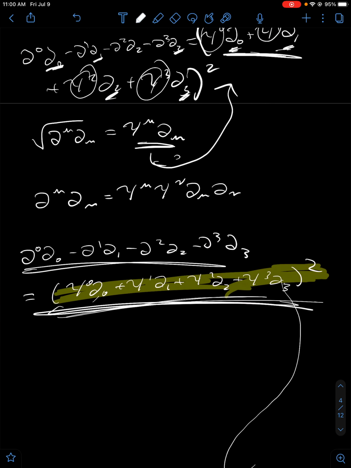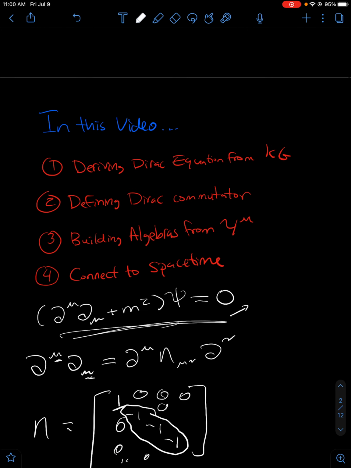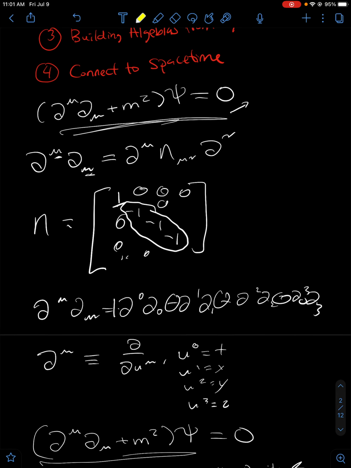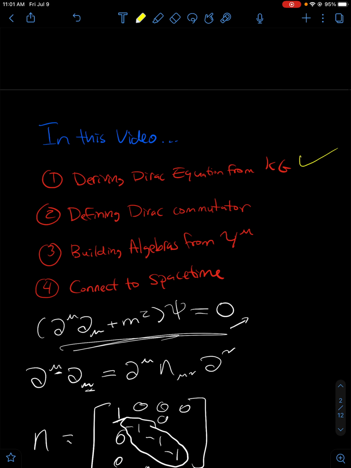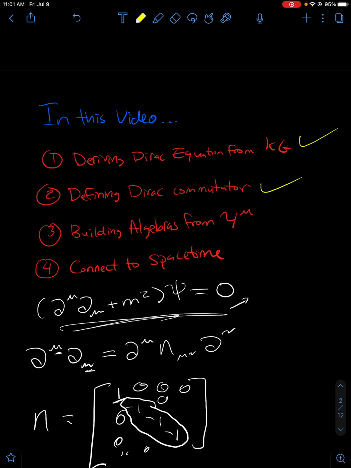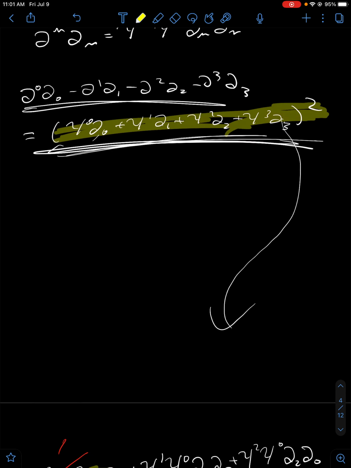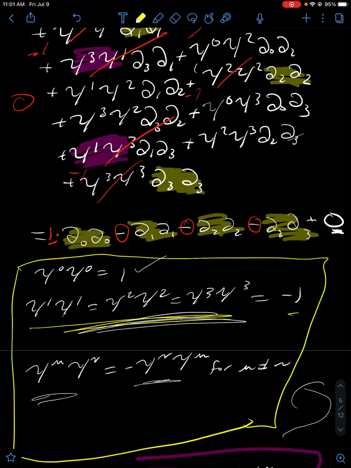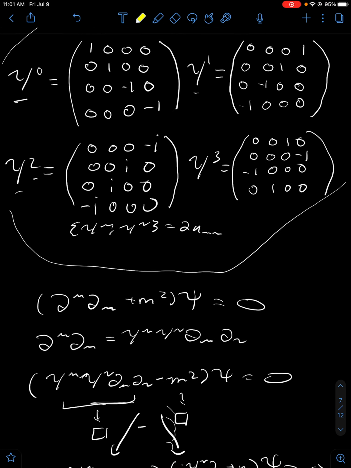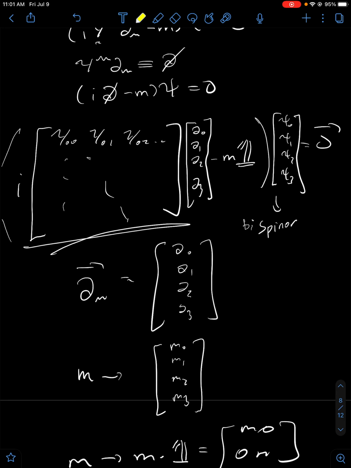So you have just successfully derived the Dirac equation from the Klein-Gordon equation, which is relativistic. And it actually describes only spin 1/2 particles as well. And we have also defined the Dirac commutator. Now we have to build algebras from gamma mu. Okay, this is a very cool part. This is the core part of this video. So, let's take a sidetrack here and just talk about complex numbers.